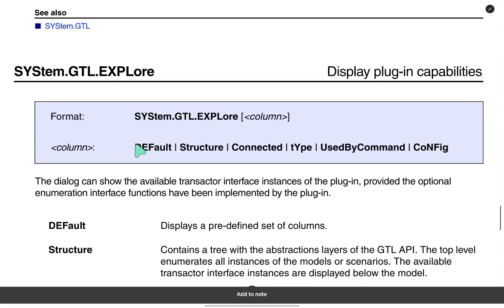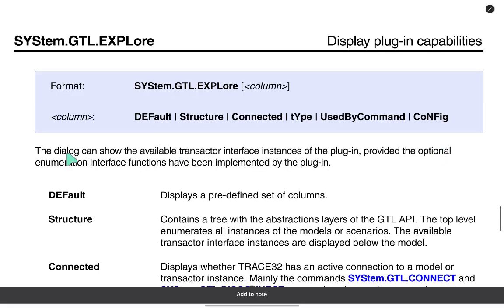sys.gtl.explore displays plugin capabilities. Columns are default, structure, connected, type, used by command, and config. The dialog can show the available transactor interface instances of the plugin, provided the optional enumeration interface functions have been implemented by the plugin.